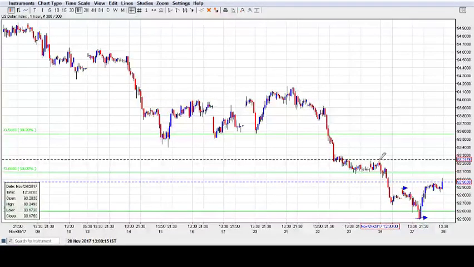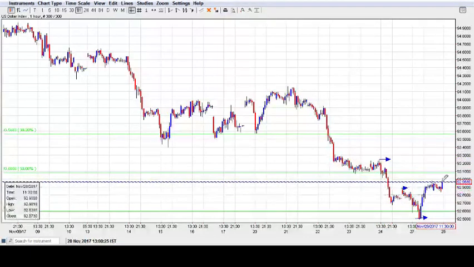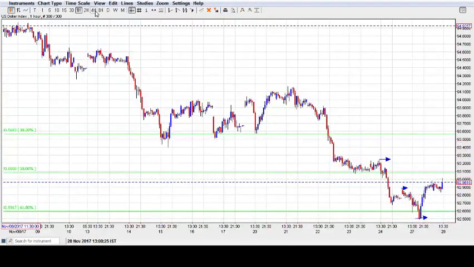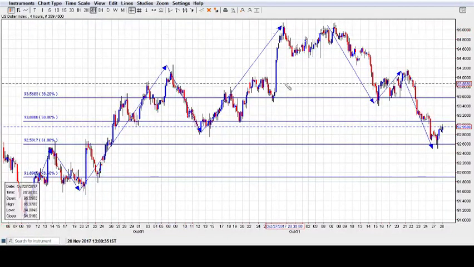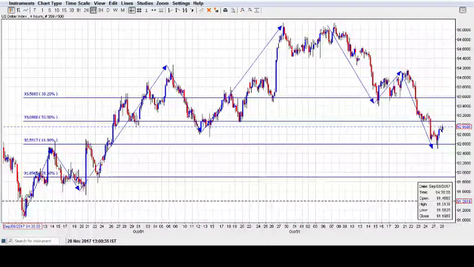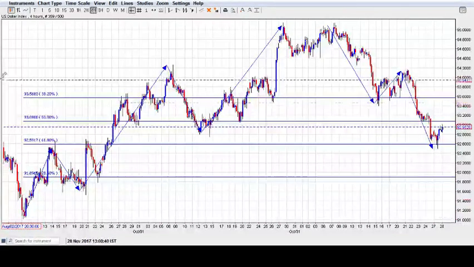Bulls are registering themselves that they are back. Next resistance should be around 93.30. That should be the next target where the bulls want to go and hit. All right. So all in all, dollar index, please remain on the long side. Look to buy on dips as well.